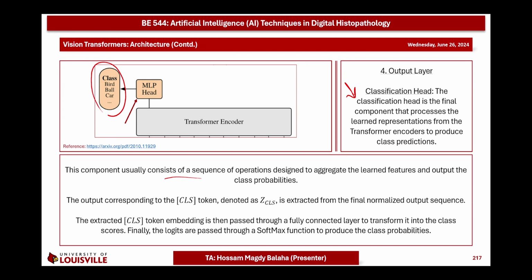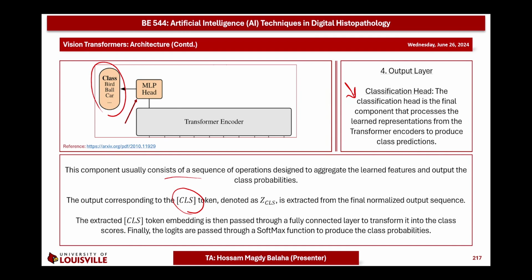Each encoder layer consists of multi-head self-attention mechanisms that work in parallel, followed by feed-forward networks, layer normalization, and residual connections. After the sequence has passed through the transformer encoders, which work sequentially, a final normalization layer is applied to stabilize the outputs. To get the classification output, the CLS token is extracted from the final normalized output sequence.